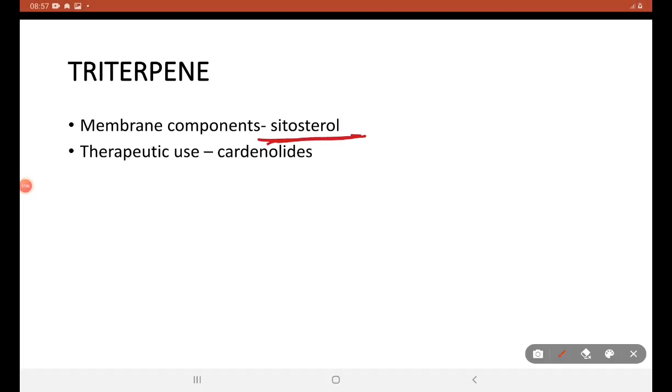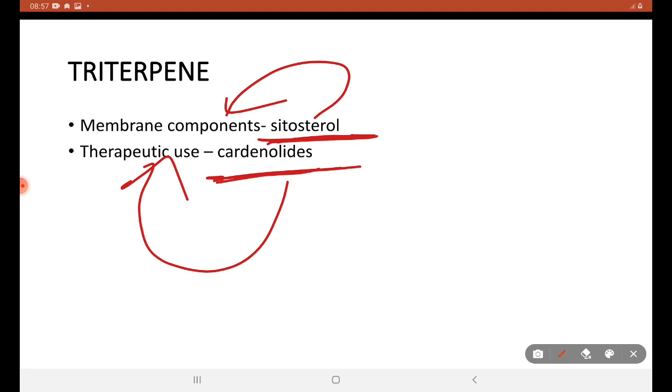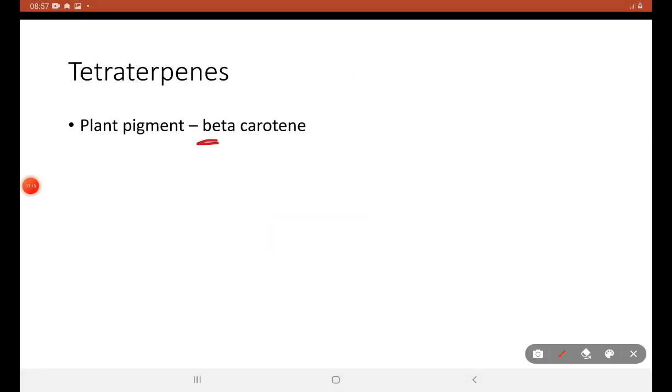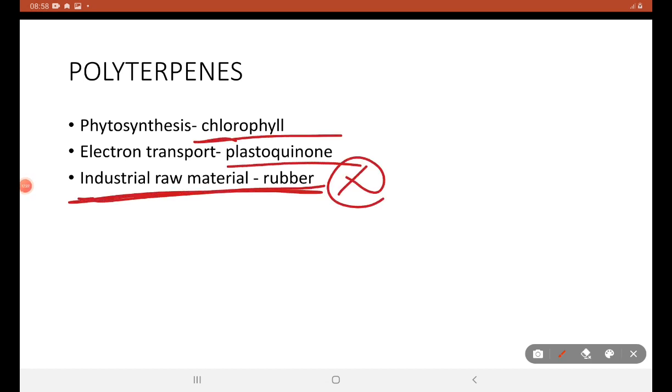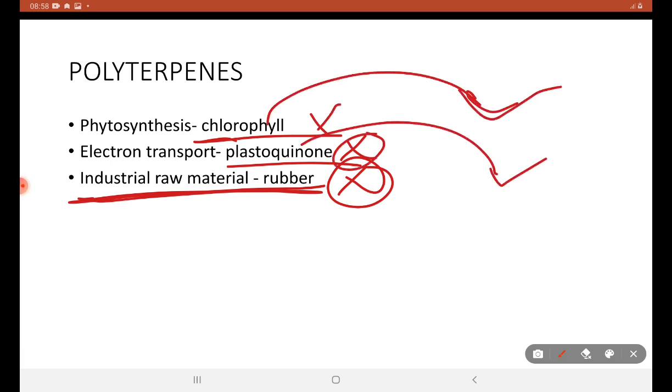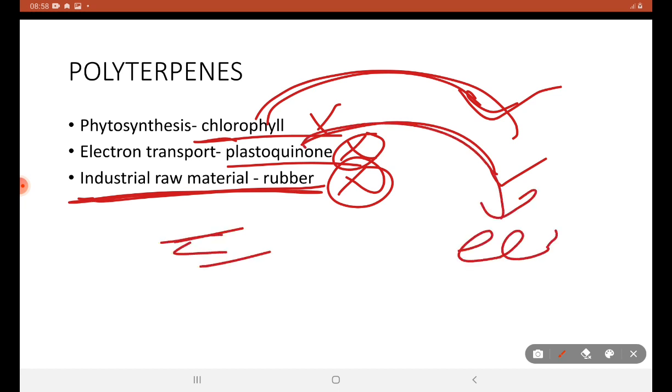Triterpene, sterol is a triterpene. Cardenolide is a triterpene. Sterols as membrane components, cardenolides in medicinal property. Tetraterpene is beta carotene. In polyterpene we have chlorophyll, plastoquinone, and industrial raw material rubber. These are very important because we have their usage in other topics. Chlorophyll in photosynthesis, plastoquinone in the electron transport chain. We will be dealing with all this in detail. So please make a note of it.